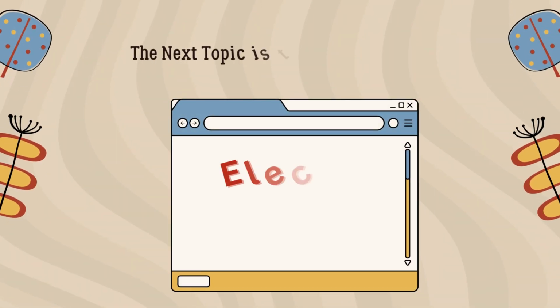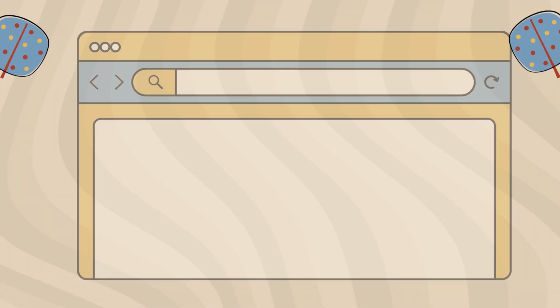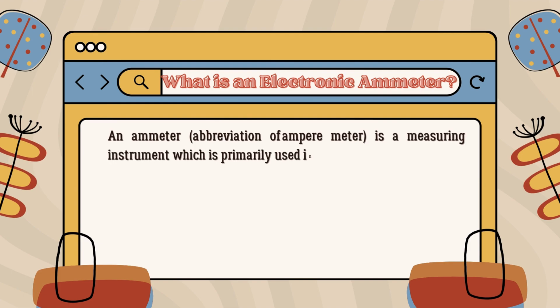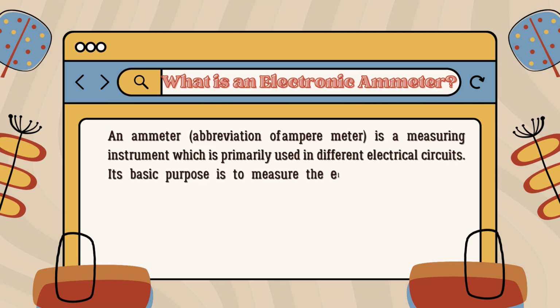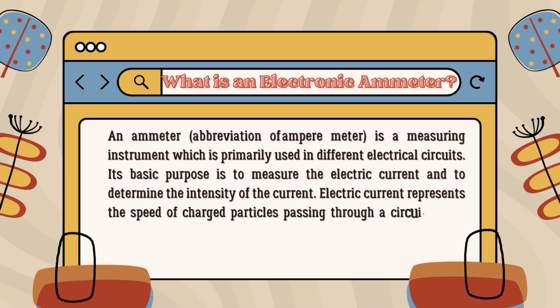Electronic ammeter. What is an electronic ammeter? An ammeter, abbreviation of ampere meter, is a measuring instrument which is primarily used in different electrical circuits. Its basic purpose is to measure the electric current and to determine the intensity of the current. Electric current represents the speed of charged particles passing through a circuit and is typically measured in amperes.